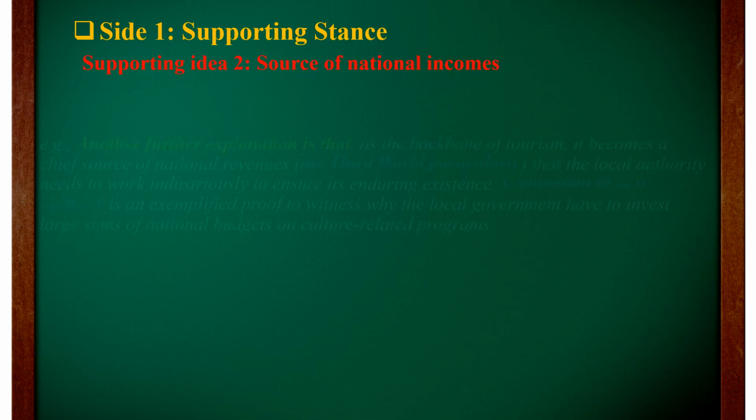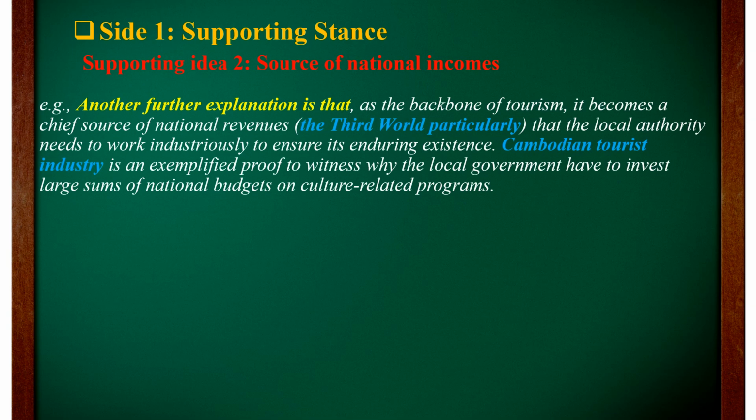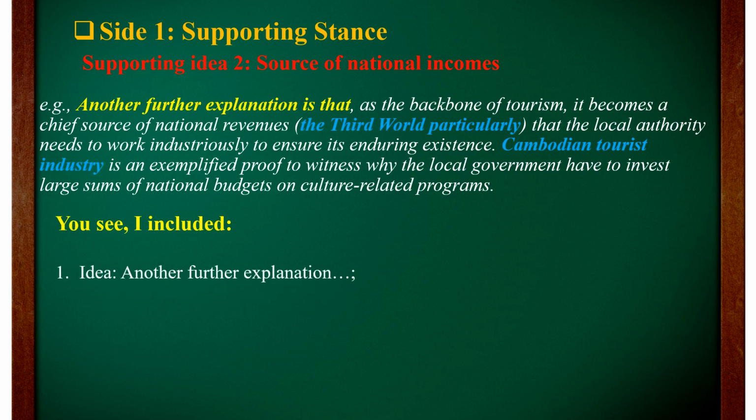The second supporting idea is source of national income. Similar to the previous idea, I kick off the description with an opening. Another further explanation is there to guide the reader to move to the next idea. Then I explain why this idea may work to prevent the disappearance of the culture.